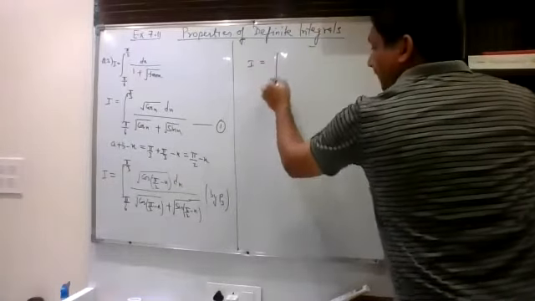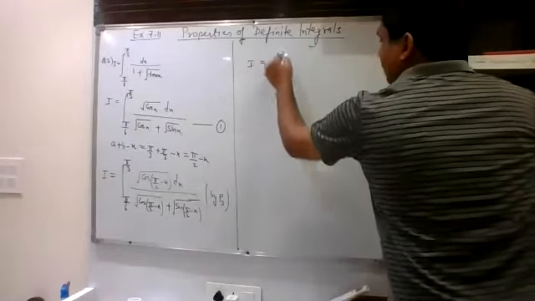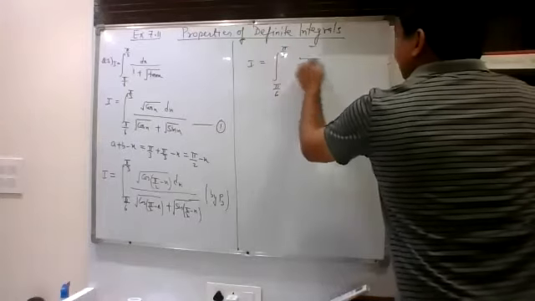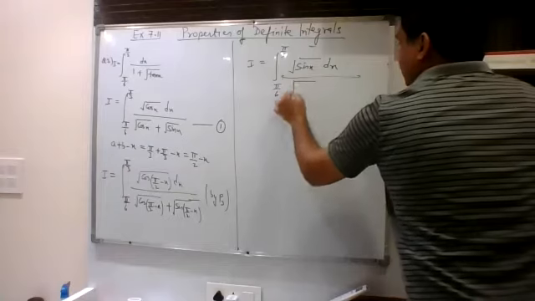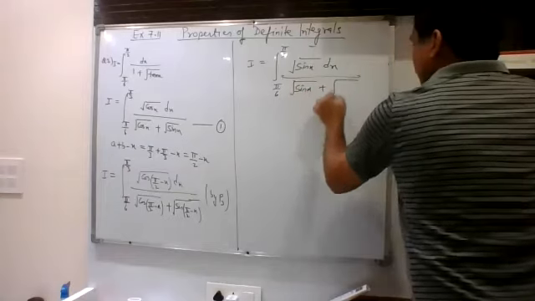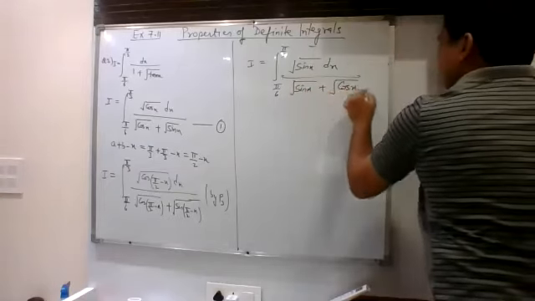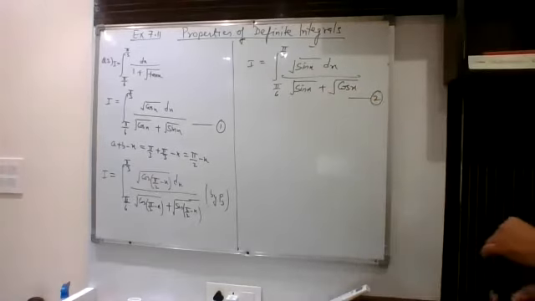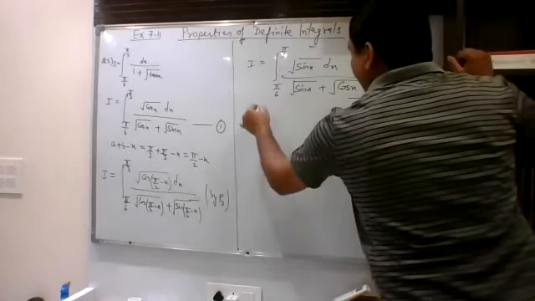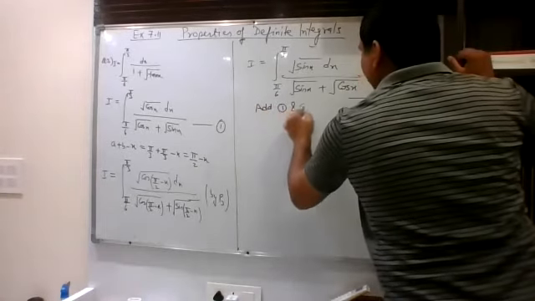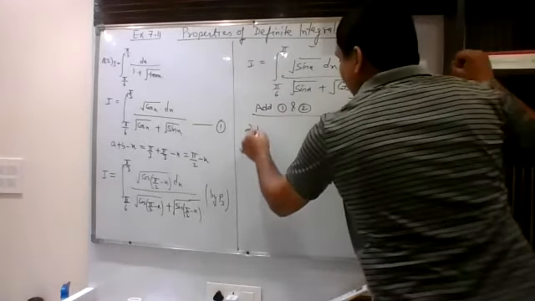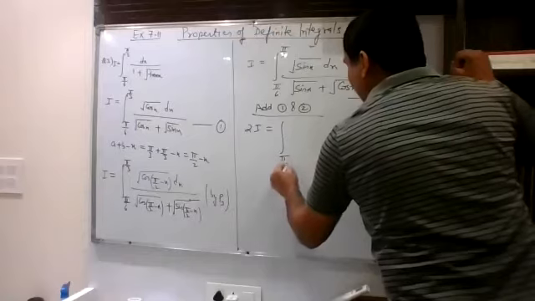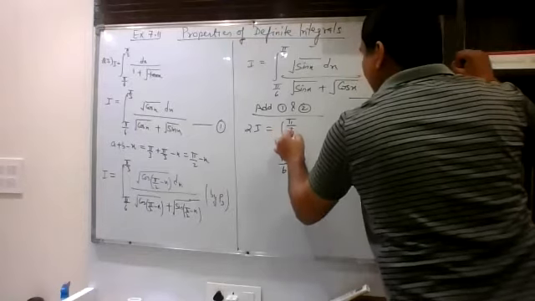So by that, it will become integral from pi by 6 to pi by 3 of sin x dx upon under the root of sin x plus under the root of cos x. Call this as number 2. Now add 1 and 2. When you add 1 and 2, 2 times I is equal to the integral from pi by 6 to pi by 3.